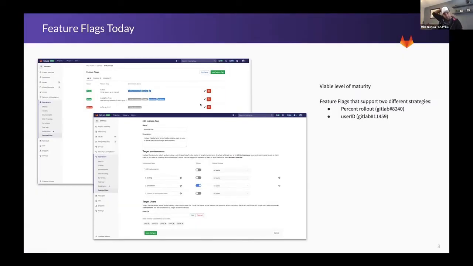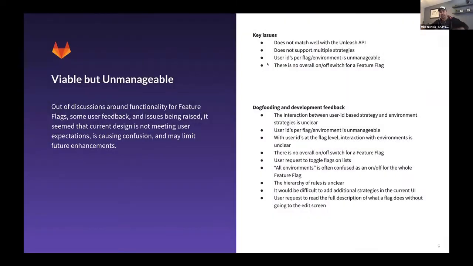So where are we at today? Currently, like I mentioned before, we are at the viable level of maturity. We support two strategies: percent rollout and user ID. We've taken a very MVC approach to this. Unfortunately, that MVC approach has proved to be both a problem and a potential solution. The problem is that we made a few decisions in trying to implement the smallest possible feature, and in doing that we introduced some roadblocks and some user problems.